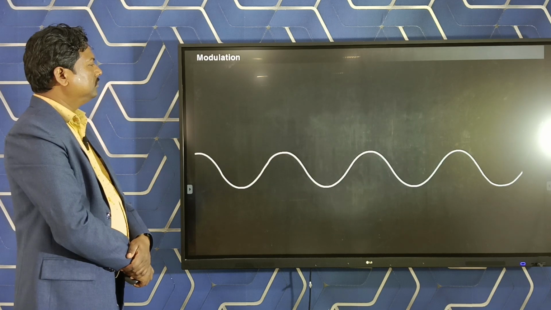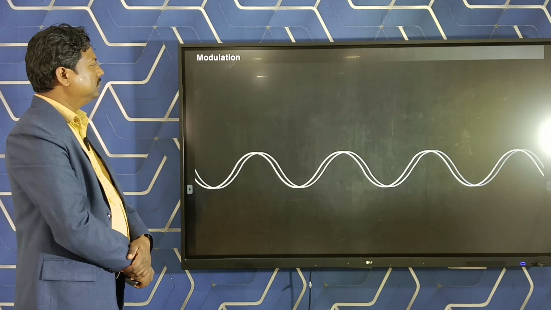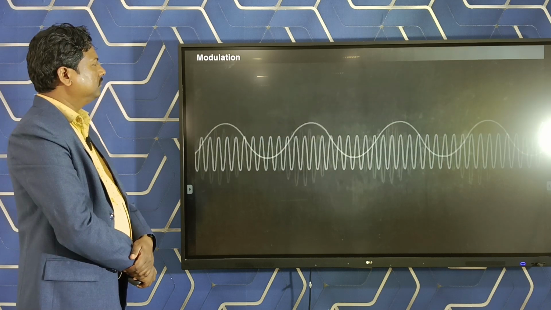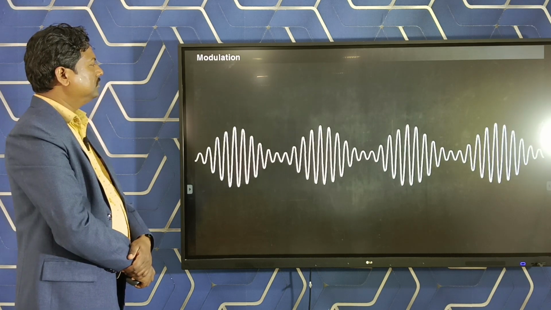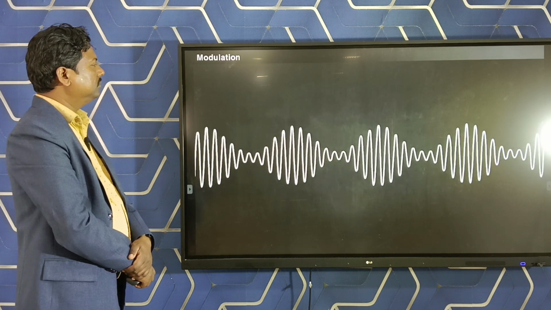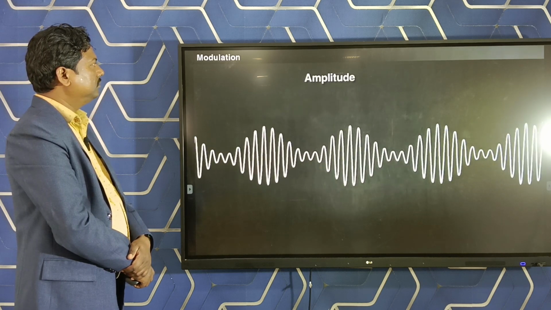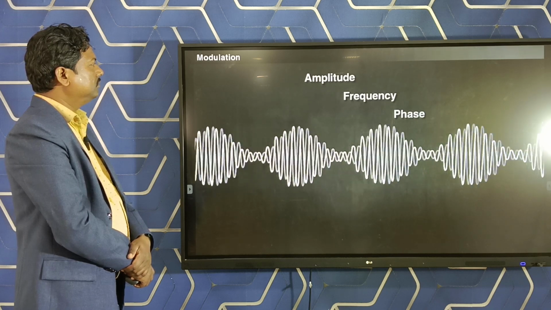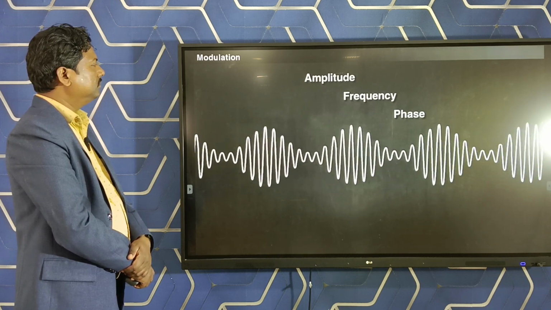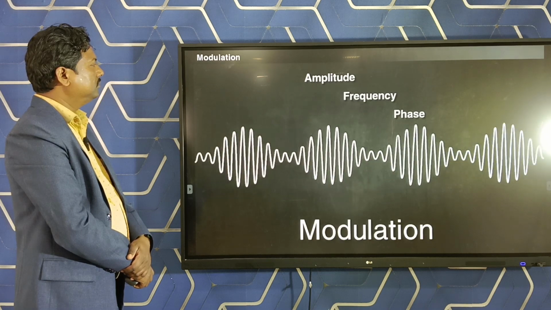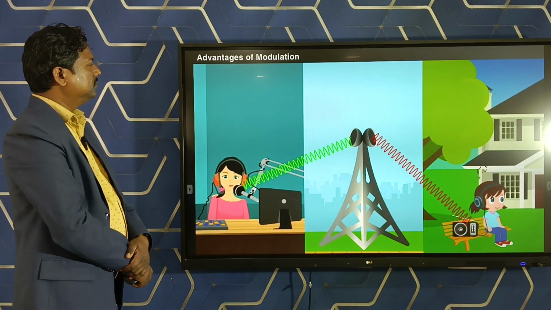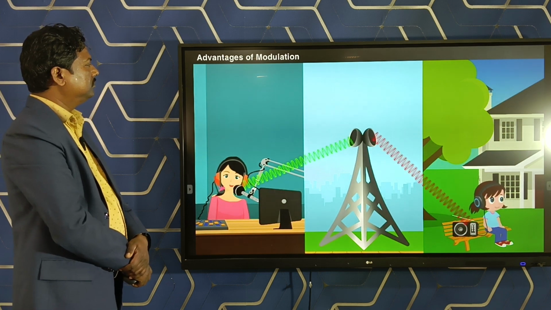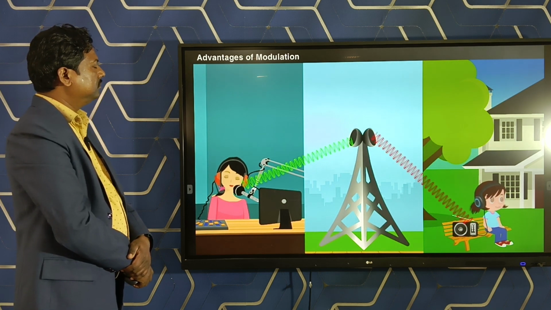Actually, we will not increase the frequency of the message signal, but we will superimpose the low frequency message signal with the high frequency carrier signal. Hence, the characteristics, that is, amplitude, frequency, and phase of the carrier signal will be changed in accordance with the message signal. This process is called modulation. Let us see how the problems in the transmission of the low frequency signals are overcome by modulation.